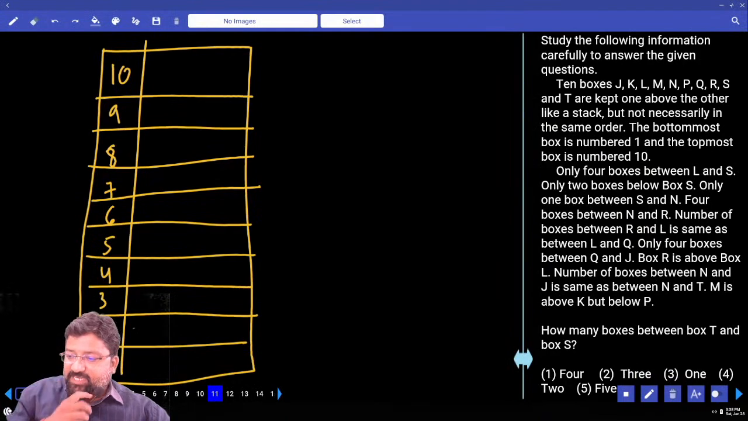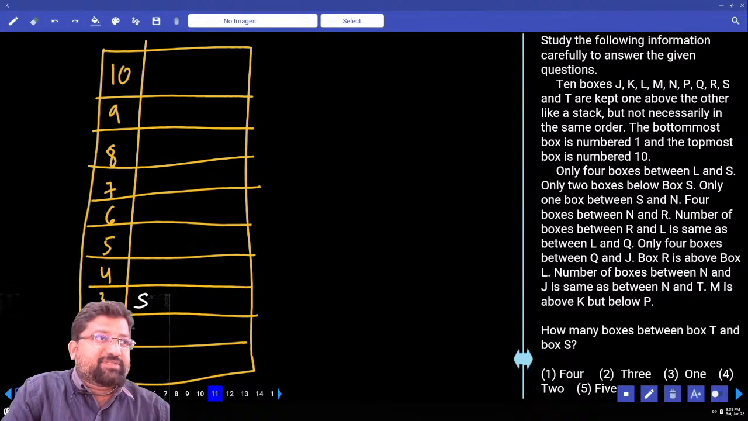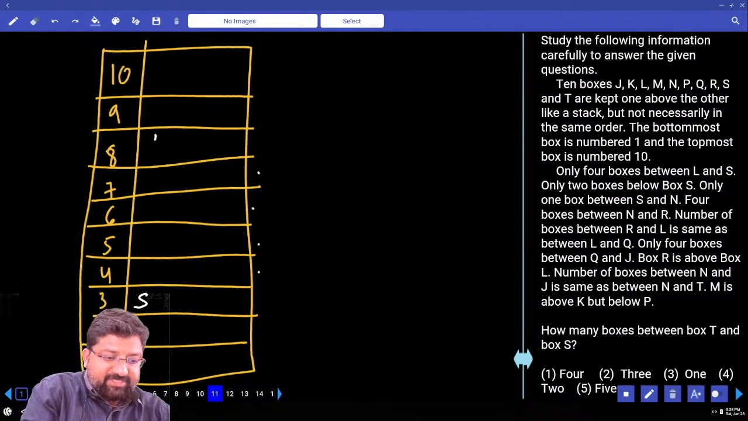Only 4 boxes are kept between L and S. Only 2 boxes below S, then S has to be in the third position. And how many between L and S? 4 boxes. Is it possible below S? No. It should be above S. 1, 2, 3, 4. This is L.